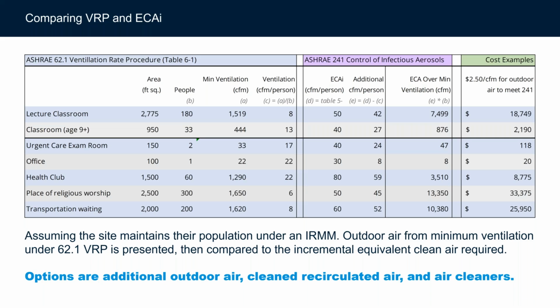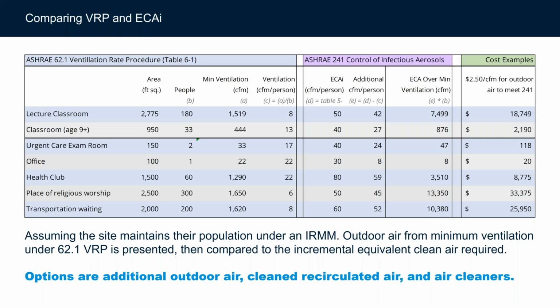And so you would have to add an additional 27 CFM per person, or a total add of 876 CFM per person, using just a rough order of magnitude of $2.50 a CFM for outdoor air. That's a rough order of cost of $2,190. So it just gives you a rough ballpark of what that increase might be for that particular classroom.